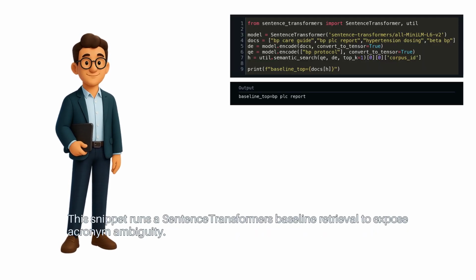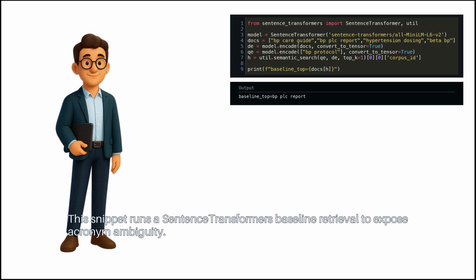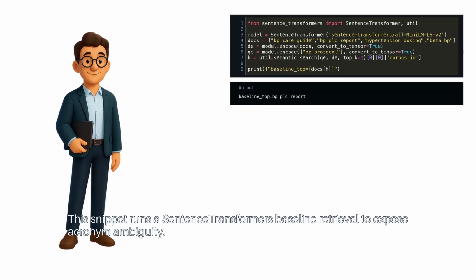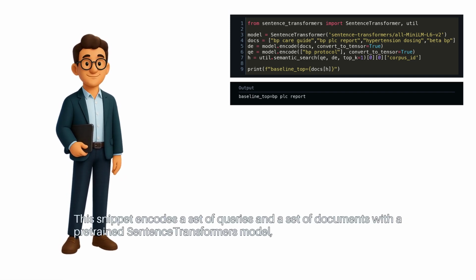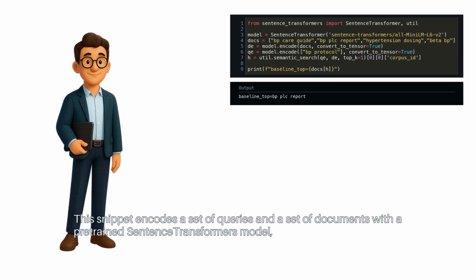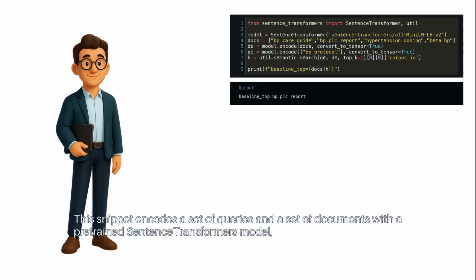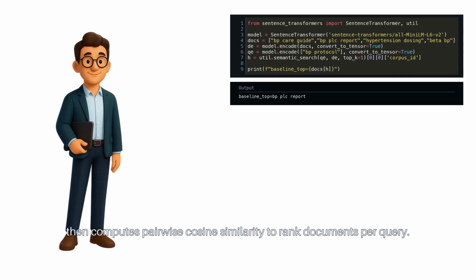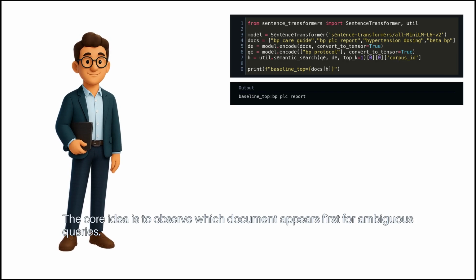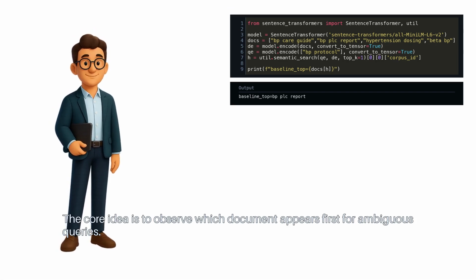This snippet runs a SentenceTransformers baseline retrieval to expose acronym ambiguity. This snippet encodes a set of queries and a set of documents with a pre-trained SentenceTransformers model, then computes pairwise cosine similarity to rank documents per query. The core idea is to observe which document appears first for ambiguous queries.